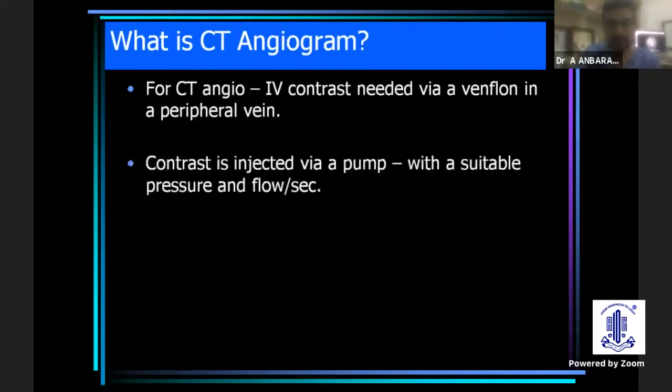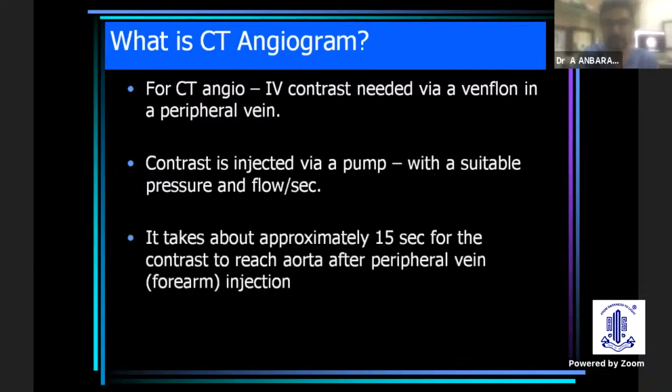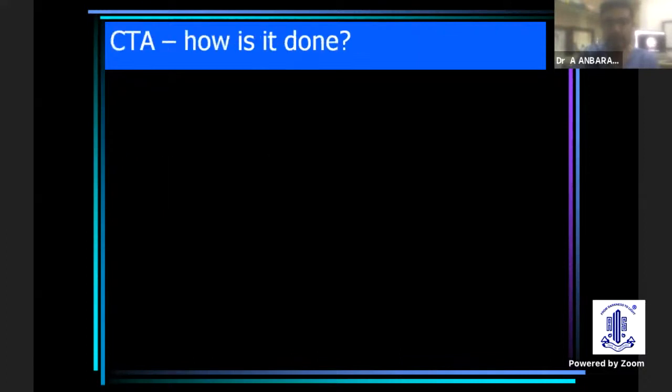In a peripheral vein, contrast is injected using a pump with suitable pressure, and we know how much is injected by using the flow controls per second. It takes approximately 15 seconds in a normal adult for the contrast to reach the aorta after peripheral vein injection. So we know exactly when it is going to reach the aorta and therefore the carotid arteries. In a patient who is old or having a cardiac problem, we have to adjust that timing.